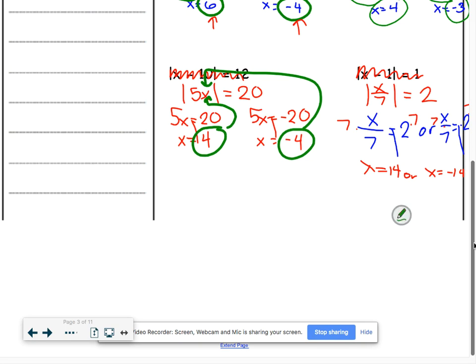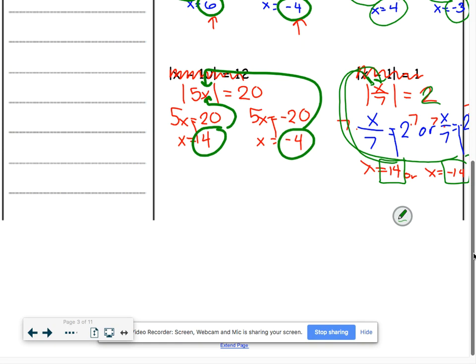Again, you could plug in. So plug your 14 in. 14 over 7 is 2. 2 is 2 away from 0. Sweet. And plug your -14 in. -14 divided by 7 is -2. -2 is 2 away from 0. We did it. We did it so good.